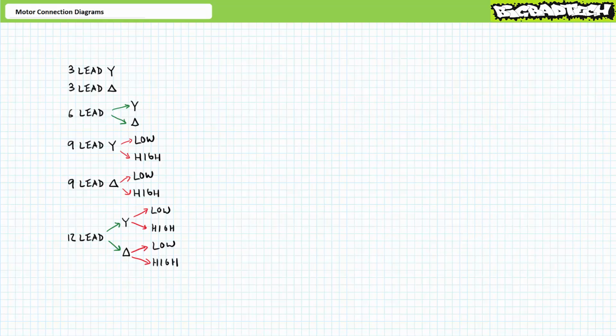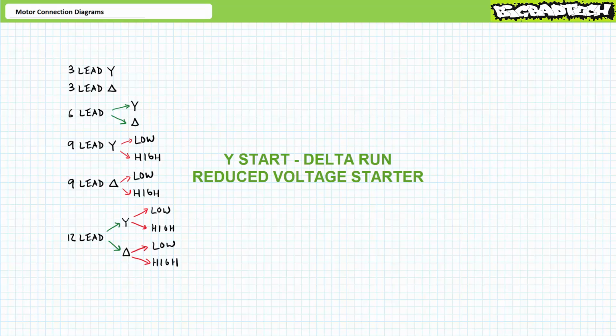Lastly, I should remind you that certain types of reduced voltage starters make use of different motor configurations to reduce inrush current and modify the starting torque of a motor under their direction. Y-start, delta run reduced voltage starters, as implied by their title, necessitate a motor that can be set up as a Y or a delta. This method can only be used for 6 or 12-lead motors.